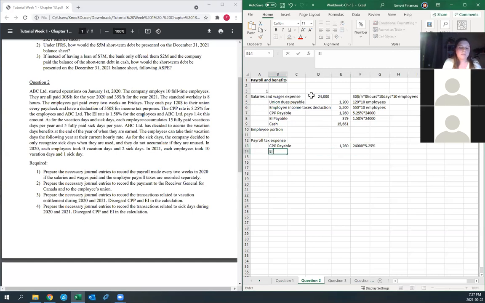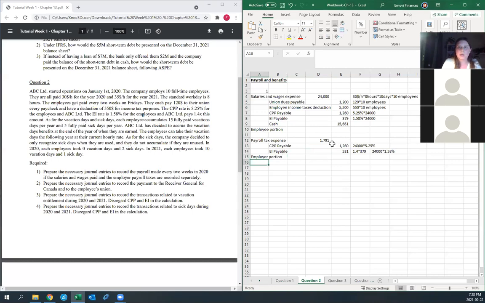And for EI payable, it says here that the EI rate is 1.58% for the employees, and ABC Limited pays 1.4 times this amount. So whatever amount we put for the employees' EI, we're going to do 1.4 times the amount. So it's 1.4 times 379 up here in our transaction. That's why I did the employee first, so we get the amount to do the transaction for the employer. The 379 was the 24,000 times 1.58%. And then you plug your payroll tax expense, which is just the sum of these two numbers. This is the employer portion.